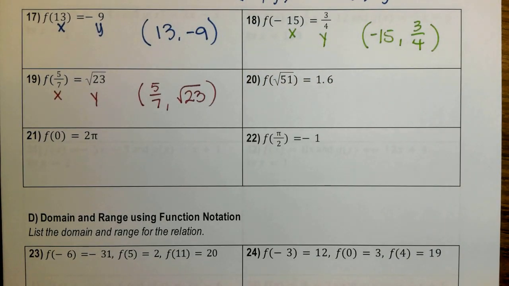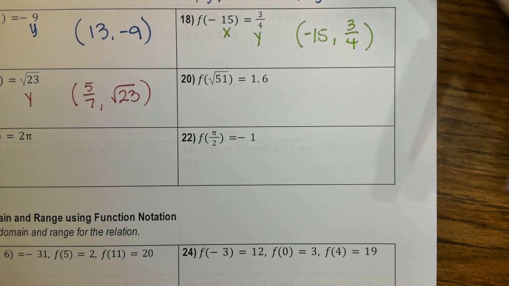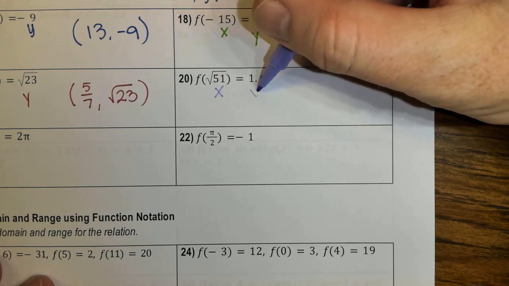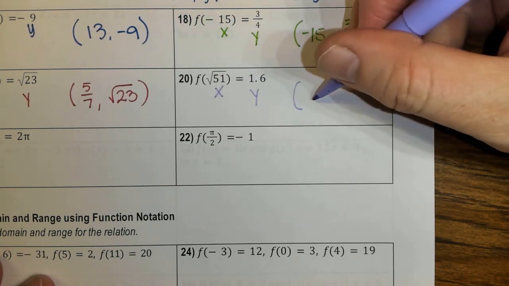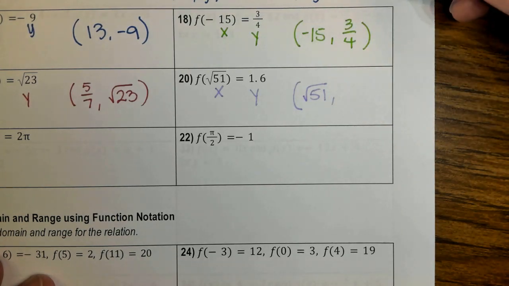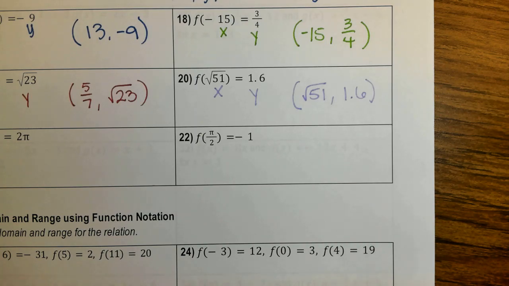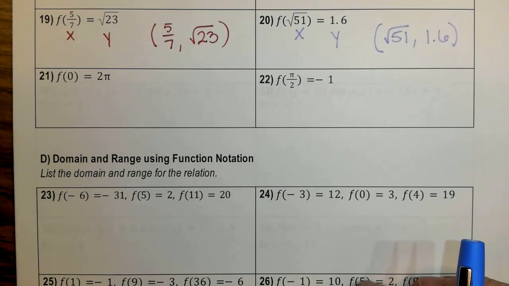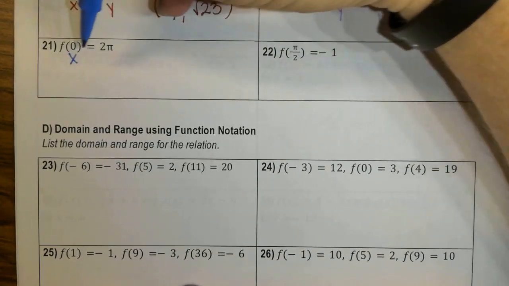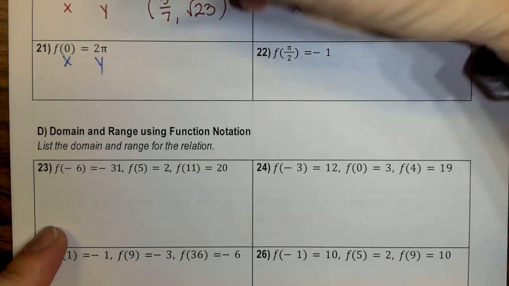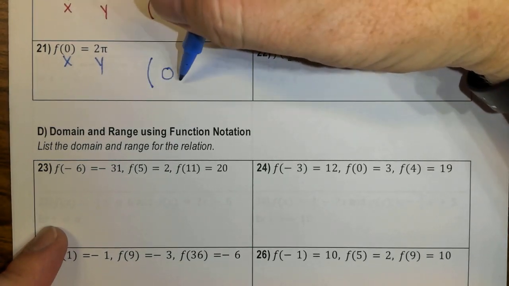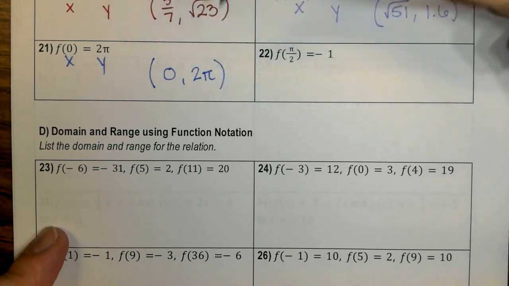And again, I'm giving you these weird numbers and symbols and all that just to show you it doesn't matter what is there, the process is the same, the answer is the same. Okay, so 20, I have x, I have y. So parentheses, x is square root of 51, and y is 1.6, and that's my answer. 21, I have x, I have y. Okay, so my ordered pair is 0, comma, 2 pi.